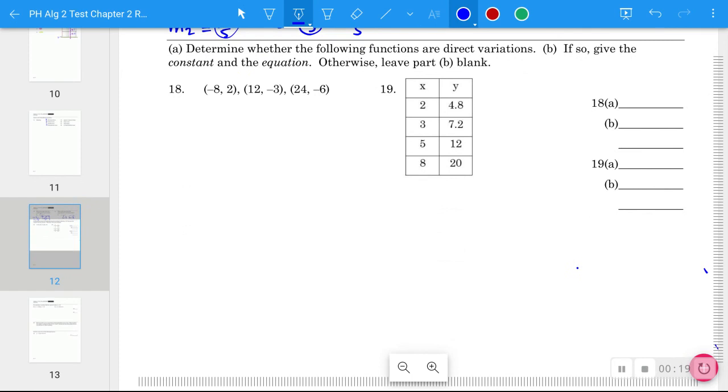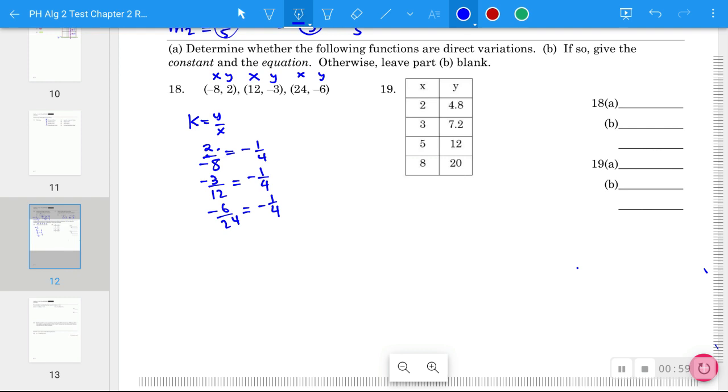Well, if it is, the constant, the y over the x, will be constant. So we'll start with this y over this x, 2 over negative 8, and that gives negative 1/4. Then when you take the next y over the next x, negative 3 over 12, you still get, and this is good news, negative 1/4 again. So then when you take the y over the x again here, you get negative 6 over 24, and that turns out to be negative 1/4.